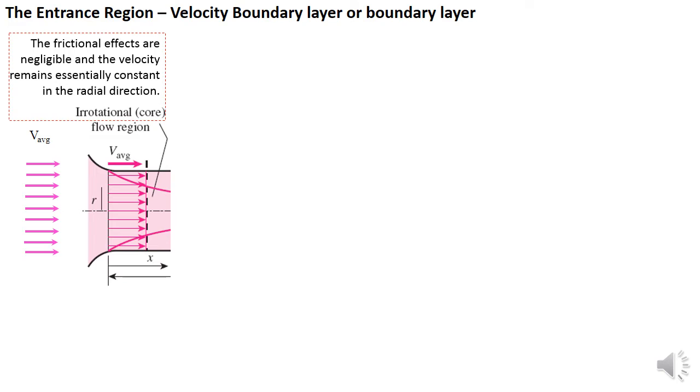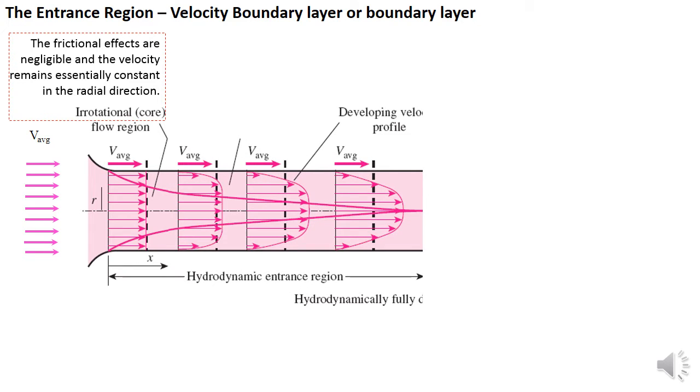At the entrance we call it the irrotational core flow region, where the frictional effects are negligible and the velocity remains essentially constant in the radial direction. So the velocity is almost equal to the average velocity before it enters the tube or pipe. And then we have the developing velocity profile, where frictional effects start to occur at the side of the wall. As you can see here, the profile starts to develop.